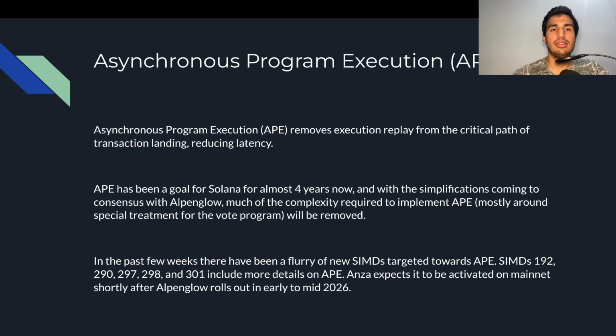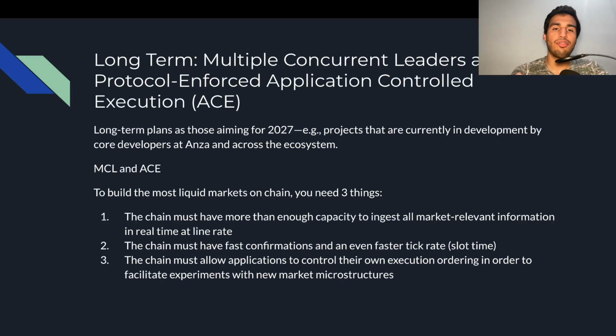And last but not least, asynchronous program execution, or APE, and this one too has been in the works for 4 years, right? So think about Solana started in 2021. Well, it was starting development right there. But no, it's kind of when the token dropped and whatever. So it's been in development for a long time, and it's also expected to arrive on mainnet shortly after App and Glow rolls out in early to mid 2026. So by Q2, hopefully we see all of these different roadmaps accomplished, right?